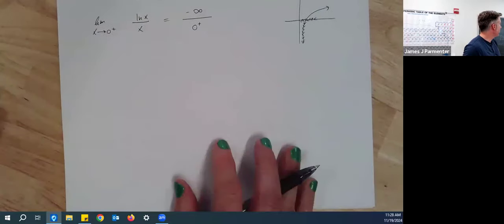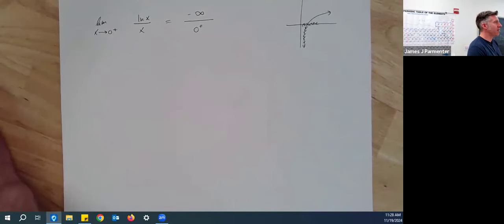So just ask yourself this question. If you have a really giant negative number divided by a really small positive number, the overall sign is negative, and the overall value is tiny or giant?